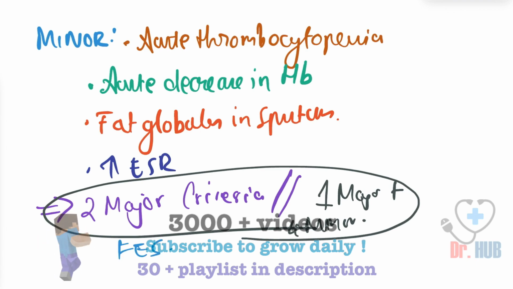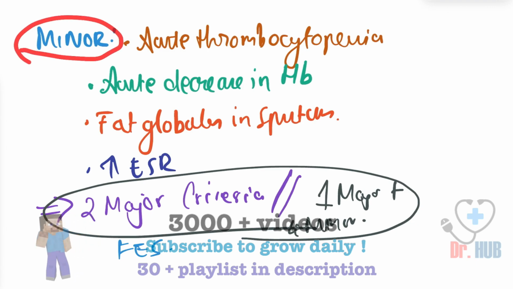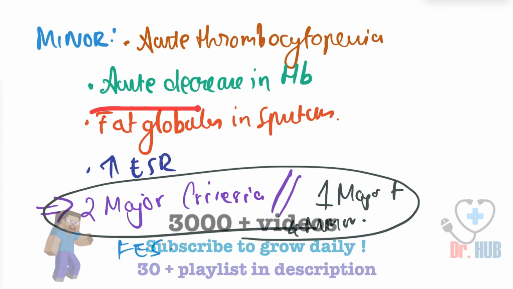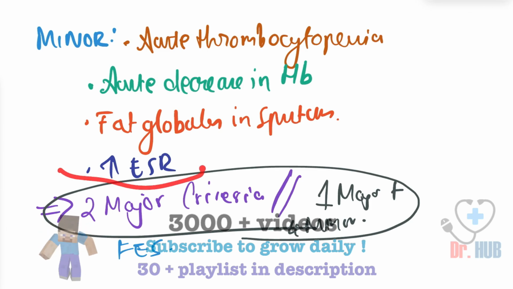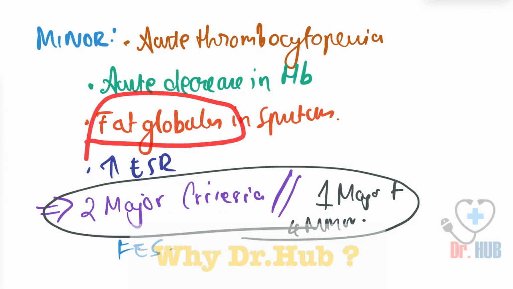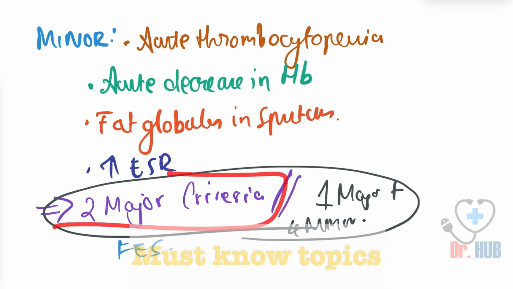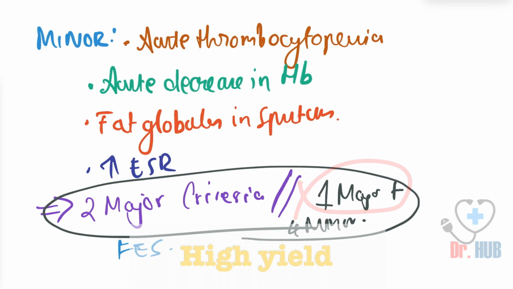Now to recap, we were left out with a few of the criteria under the minor. That includes the acute thrombocytopenia, the acute decrease in hemoglobin, an increase in the ESR, as well as fat globules present in the sputum. Now, to declare it as FES, that is fat embolism syndrome, we need to have two major criteria, or one major criteria and 4 minor criteria. When these criteria are met, it is known as FES.